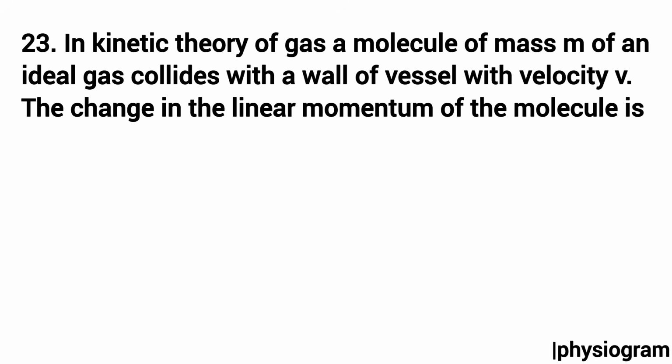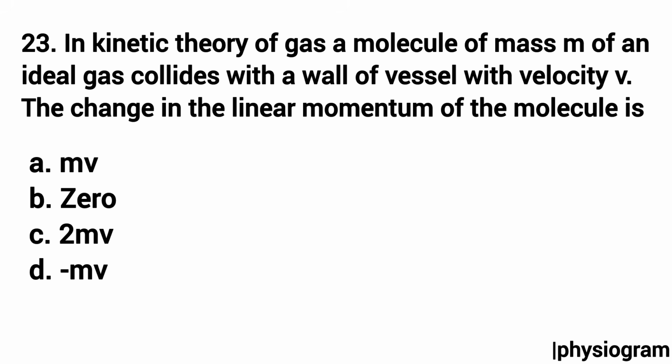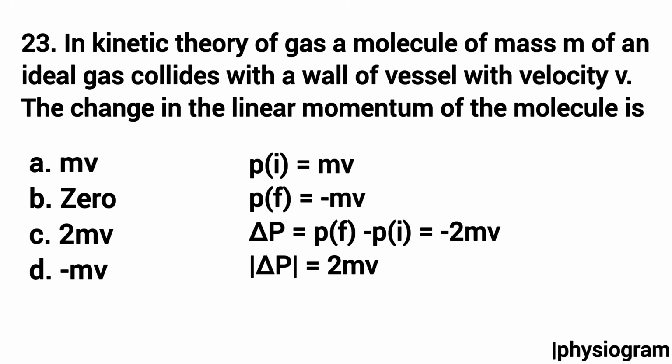Next, number 33: in kinetic theory of gas, a molecule of mass m of an ideal gas collides with a wall of the vessel with velocity v. The change in the linear momentum of the molecule is: option A, mv; B, 0; C, 2mv; and D, minus mv. So the initial momentum will be here P initial equals mv, and the final momentum, it's going in reverse direction, that is elastic collision, P final will be here minus mv.